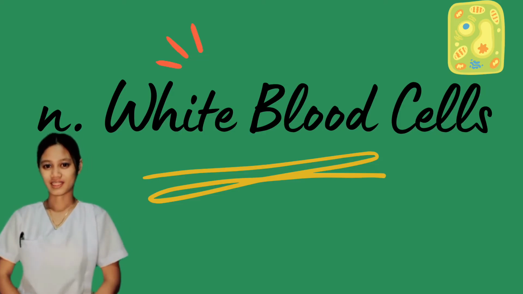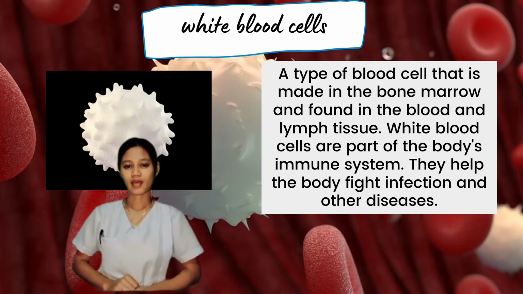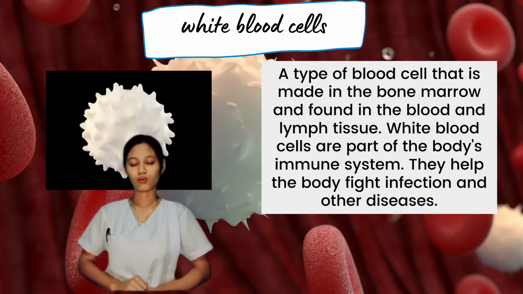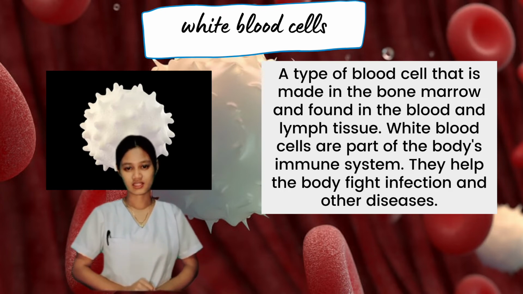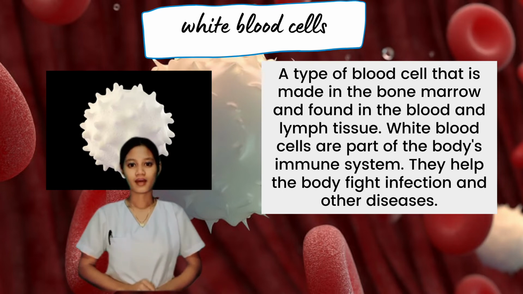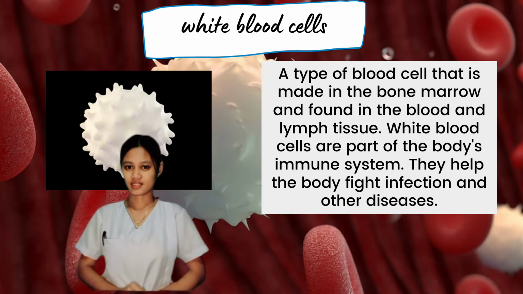Next is the white blood cells. White blood cells are a type of blood cell that is made in the bone marrow and found in the blood and lymph tissue. White blood cells are part of the body's immune system. They help the body fight infections and other diseases.